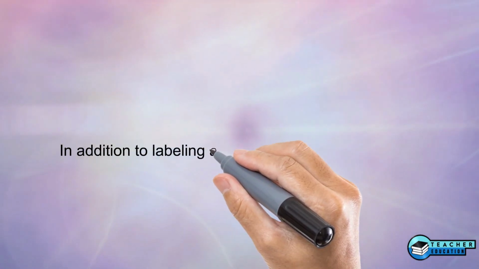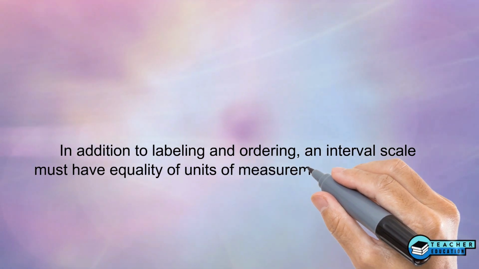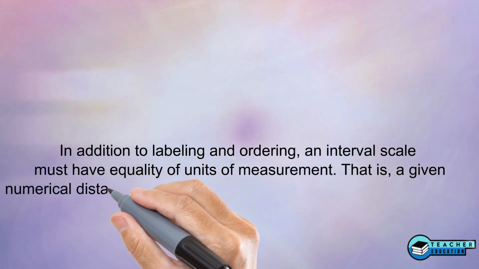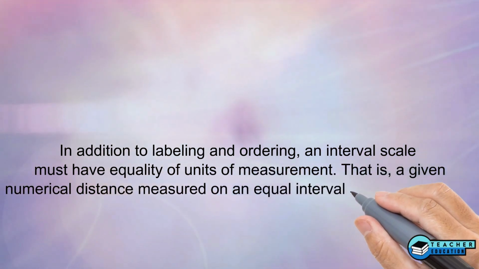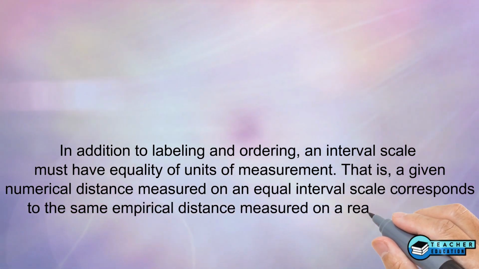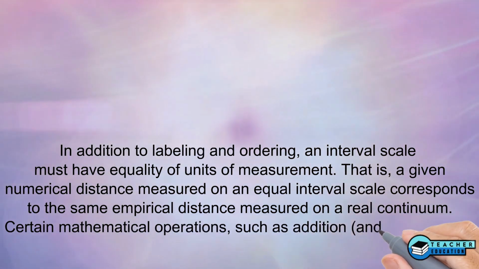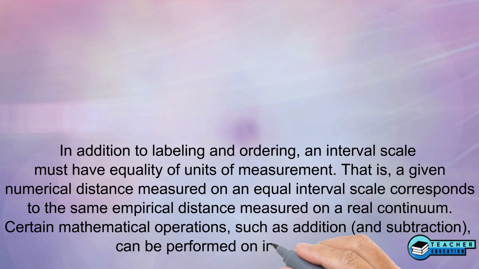In addition to labeling and ordering, an interval scale must have equality of units of measurement. That is, a given numerical distance measured on an equal interval scale corresponds to the same empirical distance measured on a real continuum. Certain mathematical operations such as addition and subtraction can be performed on interval scales.